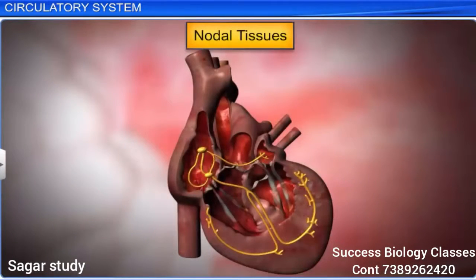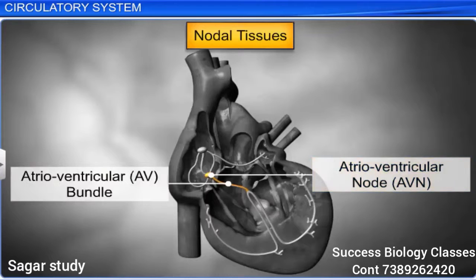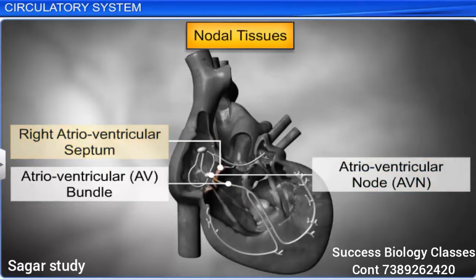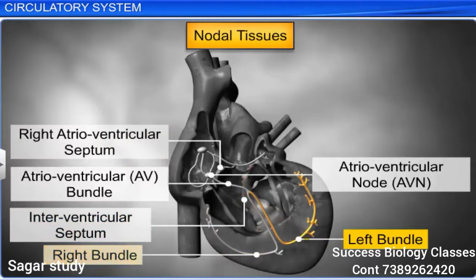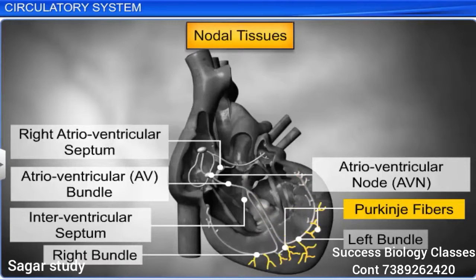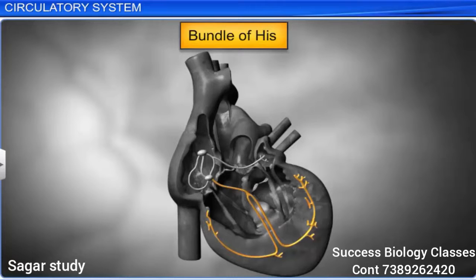Another group of nodal tissues starts as an atrioventricular bundle or AV bundle from the AVN and passes through the atrioventricular septum and then through the interventricular septum. This finally branches into right and left bundles in the ventricles to form minute Purkinje fibers over the ventricles. All these fibers together form the bundle of His.